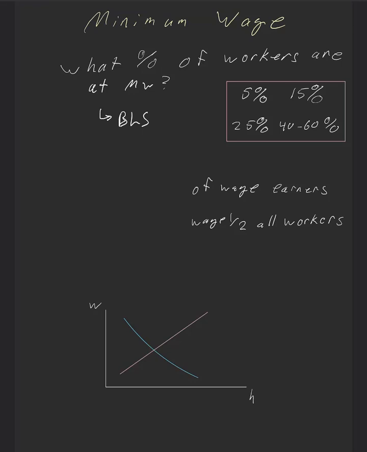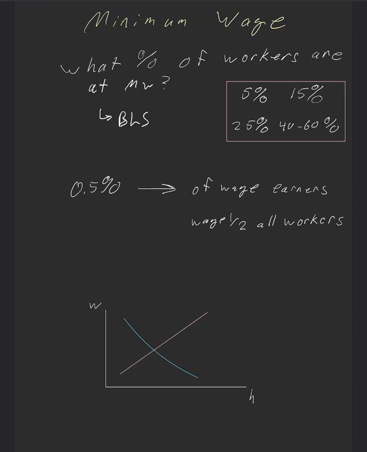Okay, so pause the video here, take a look. Do you think it's 5%, 15%, 25%, 40 to 60%? Okay, now that you're back, I tricked you. It's 0.5% of all wage earners.